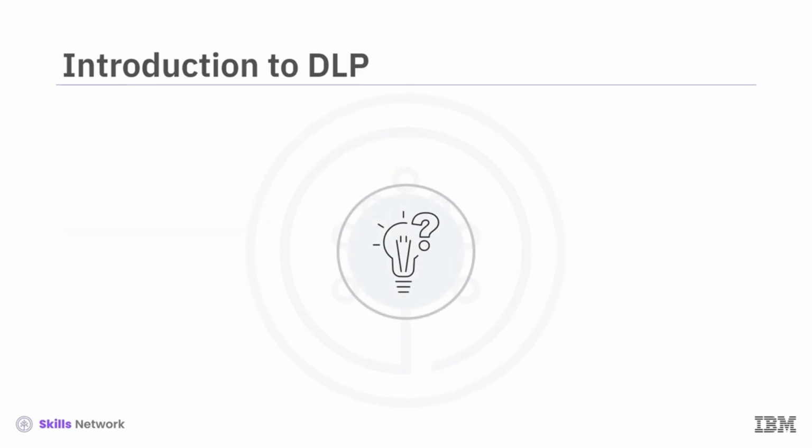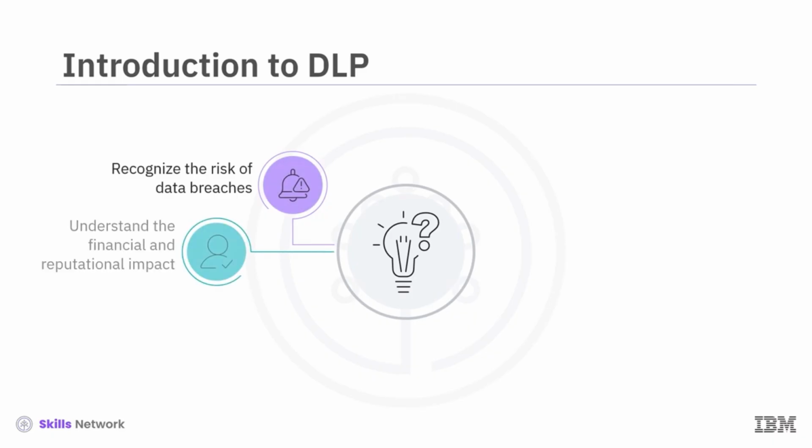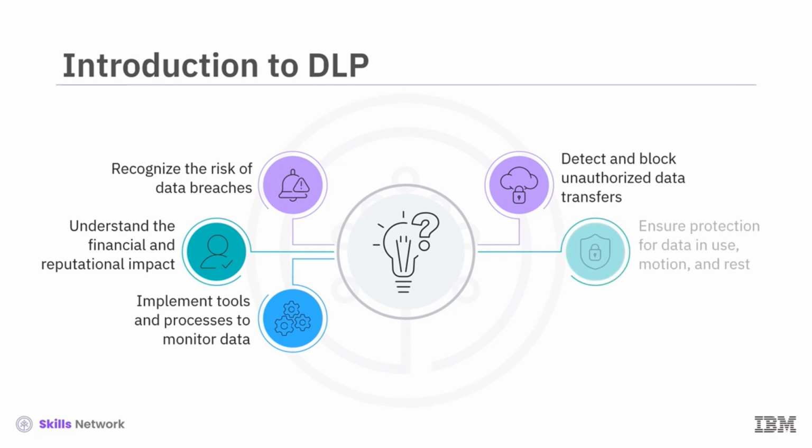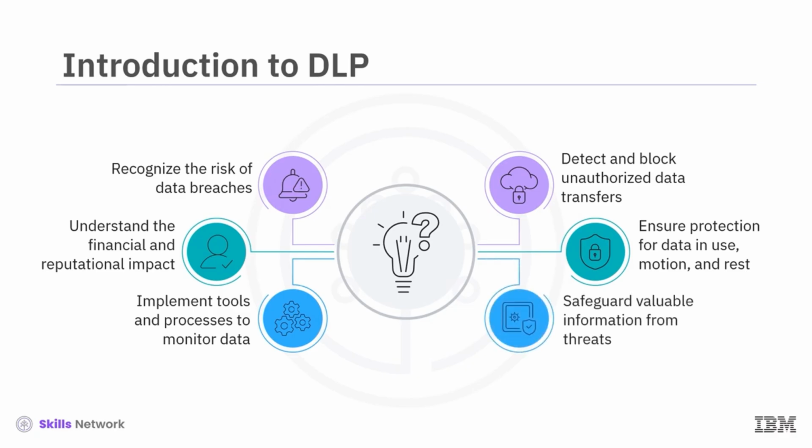One of the most common challenges organizations face today is the threat of data breaches resulting in the loss of sensitive information. This impacts their finances and reputation heavily. To survive this, organizations use a set of tools and processes to monitor, detect, and block unauthorized data transfers, ensuring that data in use, in motion, or at rest is protected, thus protecting their valuable information from internal and external threats. This process is referred to as data loss prevention, or DLP.